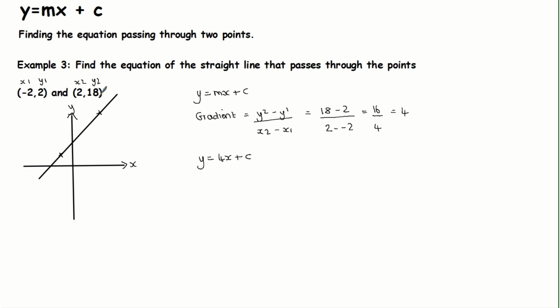So my y value is 18. So 18 is equal to 4 times the x value, which is 2, add c. So 18 is equal to 8 add c. Well, what do I need to add to 8 to get to 18? I need to add 10. So c is equal to 10. So my final equation is y is equal to 4x add 10.